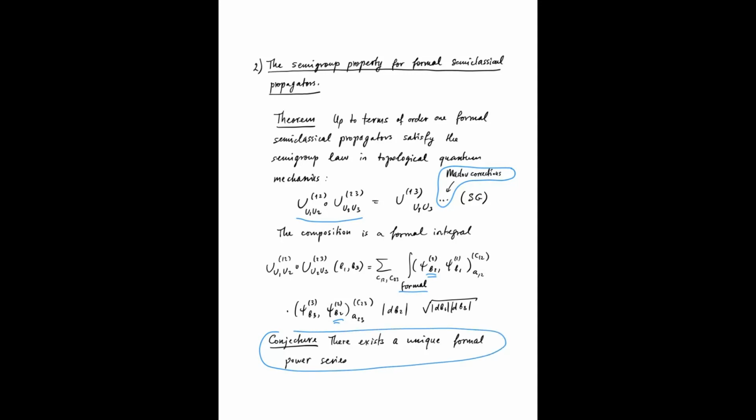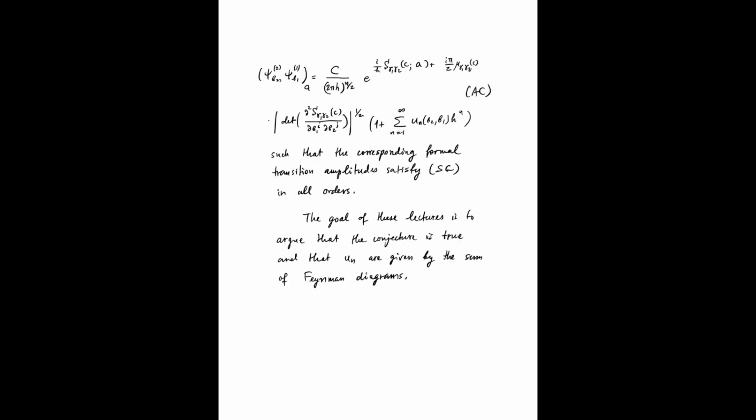Okay, the conjecture. Remember that the transition amplitudes, the way I defined them, were defined up to order 1 terms, and I didn't specify the order 1 term. So here's the conjecture. There exists a unique formal power series which extends this semi-classical definition. Before it was O of h, now it's a formal power series in h, such that the corresponding transition amplitudes actually satisfy the semi-group property in all orders. Of course, this semi-group property is a very natural property: the transition from one basis to the other, to the third basis, is the same as the composition. So the composition of these will give the transition from the first basis to the third basis.